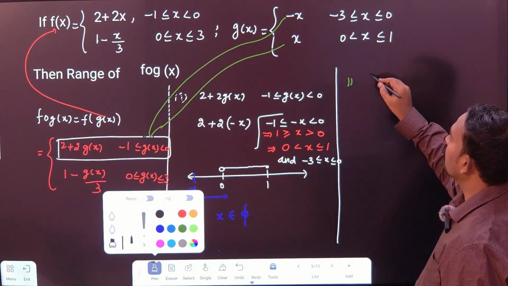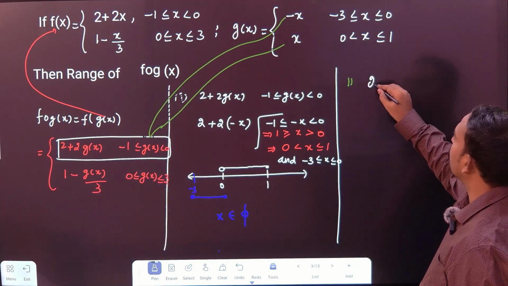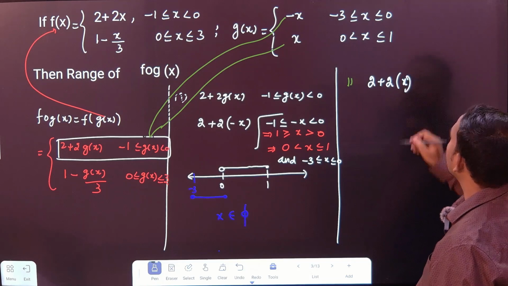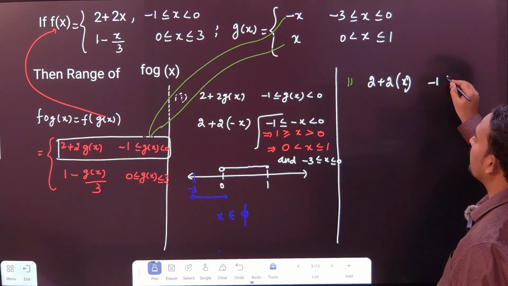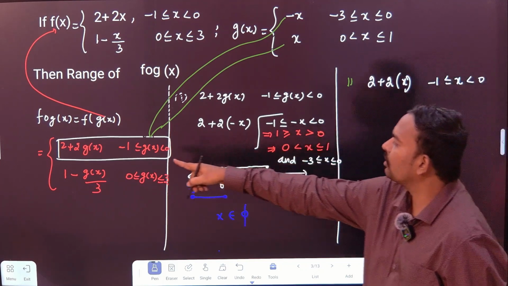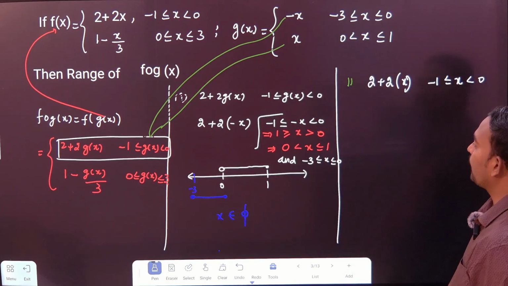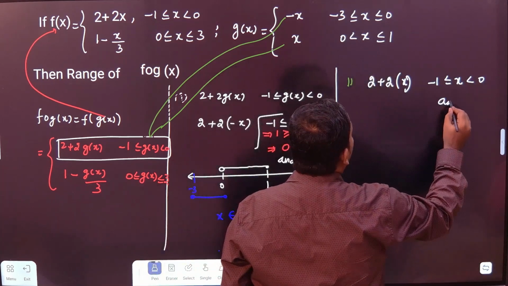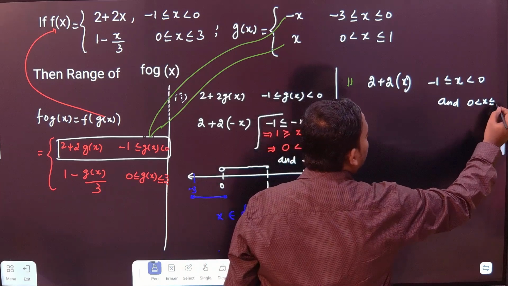What is the second one? 2 plus 2 times g of x is there, no? Just replace minus x. 2 plus 2 times, what is g of x? It is x. Okay. And then you can see the right side is what? Minus 1 less than or equal to x less than 0. Just replace g of x equal to the second function, x, minus 1 to 0. When g of x equal to x, when x is 0 to 1, and 0 less than x less than or equal to 1. That is also you have to take.